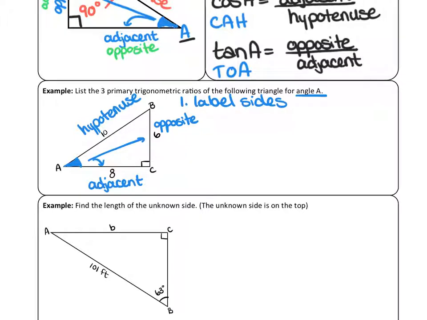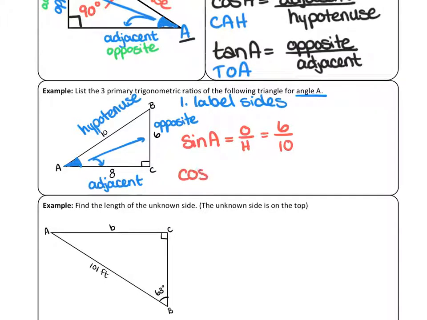So then what you're going to do, because it wants us just to list the three primary trig ratios, is list sine A. Now from above, sine A was opposite over hypotenuse. So the length of our opposite side was 6, and the length of our hypotenuse was 10. So sine of A is 6 over 10.